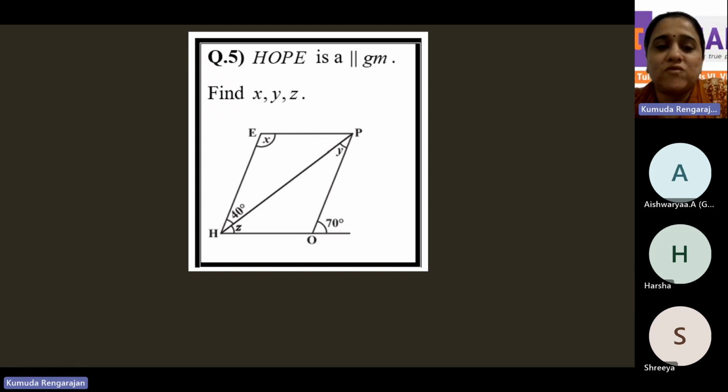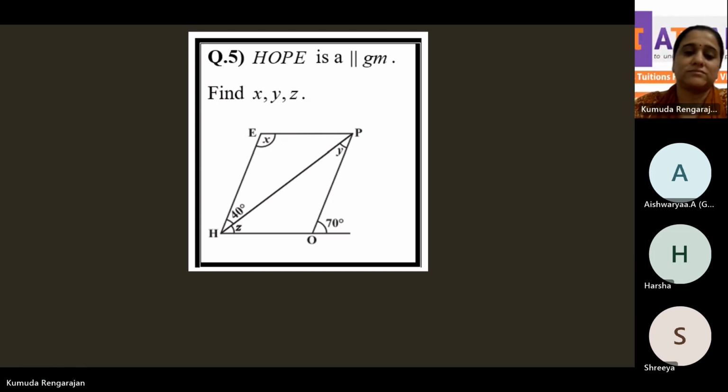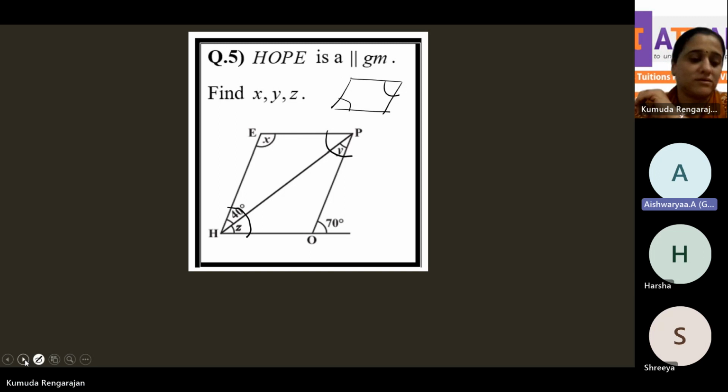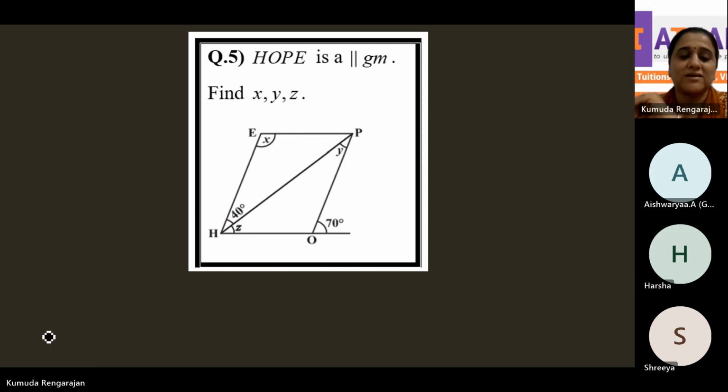HOP is a parallelogram. Find X, Y, and Z. Y is equal to? Very good. Why? No, they're not opposite angles. Opposite angles means this whole thing and this whole thing are opposite angles. The full angle you must take. See, this is the parallelogram, right? When we say opposite angle, this angle and this angle are opposite. It's alternate interior angles, right? Aishwarya? Yes, ma'am. Alternate interior angles are equal.